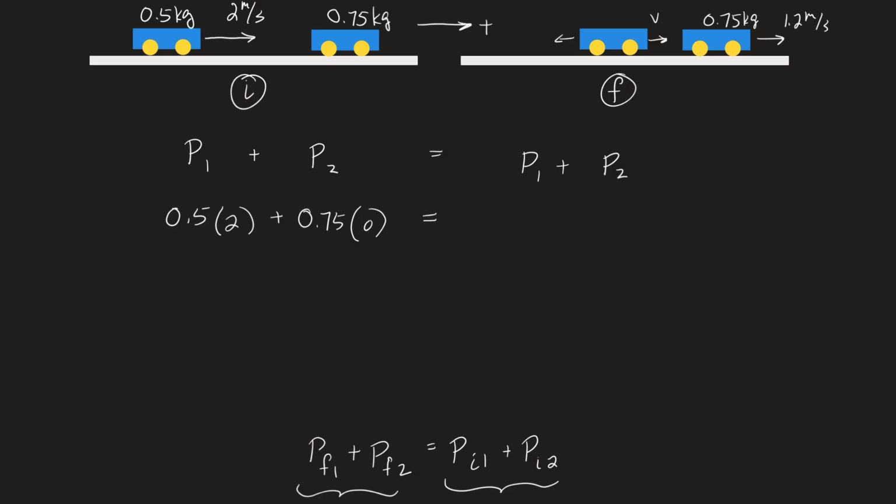We'll have 0.5 times my unknown final velocity plus 0.75 times 1.2. Do your arithmetic real quick. It's not hard. But you're going to find that the final velocity here, I believe, is 0.2 meters per second. I believe it works out to be positive.